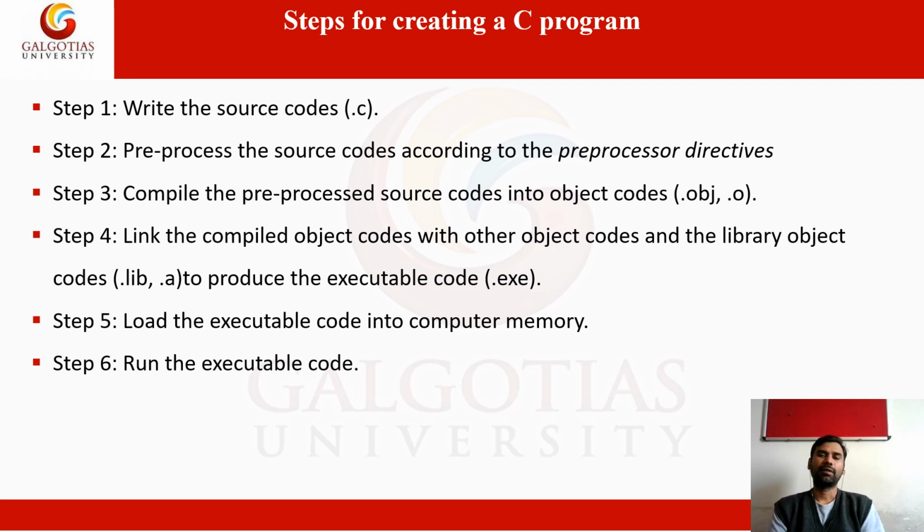Next, compilation. Once you have written the code, we need to compile the file. After compilation, your source code, for example sample.c, is converted into an object file, sample.o or sample.obj. Then we link the compiled object code with library object code, such as .lib or .a files, to produce an executable file. So what is the executable file?